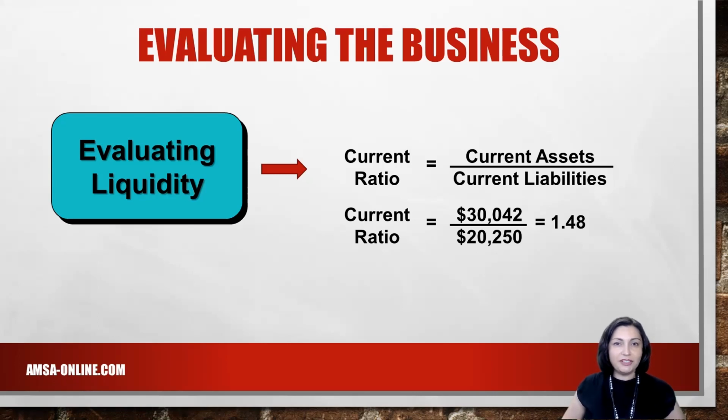Again, this number doesn't take into consideration that shop supplies and prepaid insurance will not convert into cash and that unearned revenue will not require a future outflow of cash. Thus, some professional judgment is required when analyzing the working capital.